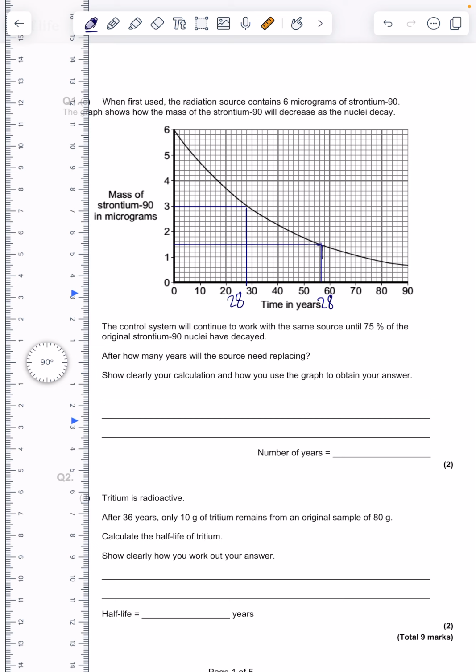The source needs replacing until 75% of all the original has decayed. So at this point here from 6, we're going to have 100% of our original. Then it goes down to 3 micrograms, so that's going to be 50%. And then 75% decayed is at 1.5. So there are 2 half-lives. 2 times 28, because that is our half-life, is 56 years.